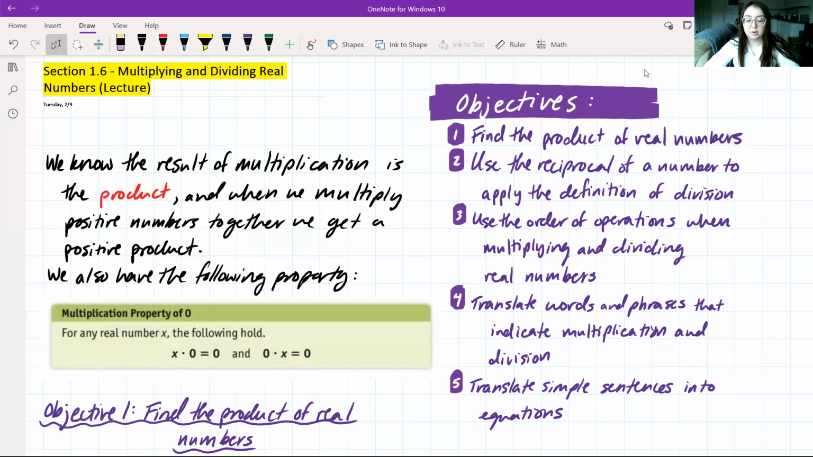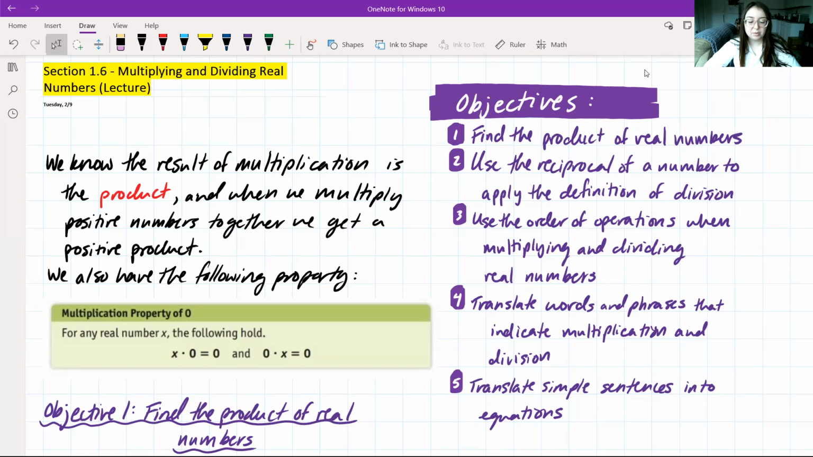Our first objective being we want to find the product of real numbers. Our second objective, we want to use a reciprocal of a number to apply the definition of division. Objective 3, we want to use the order of operations when multiplying and dividing real numbers. Objective 4, we want to translate words and phrases that indicate multiplication and division. And our last objective, objective 5, we want to translate simple sentences into equations.